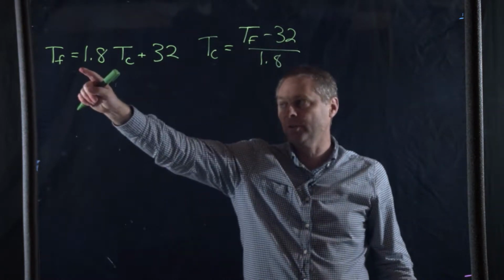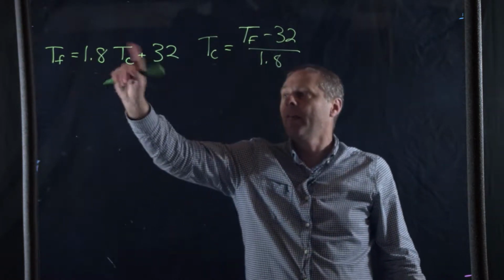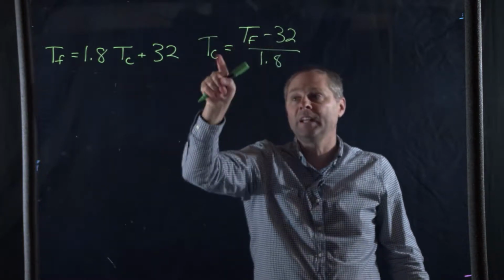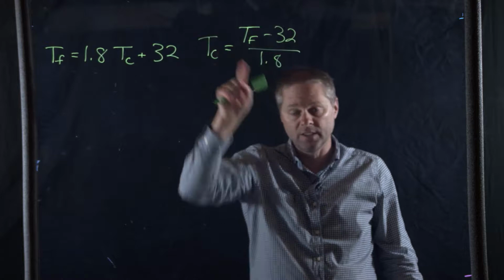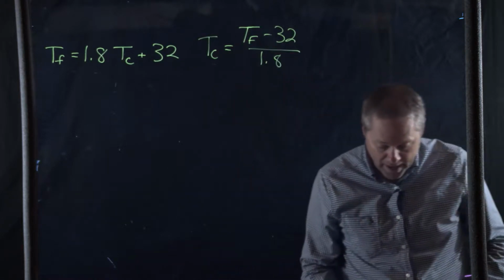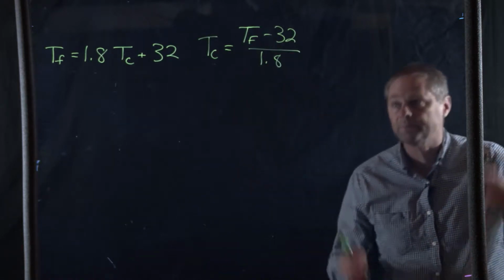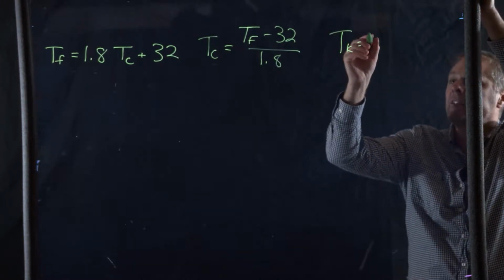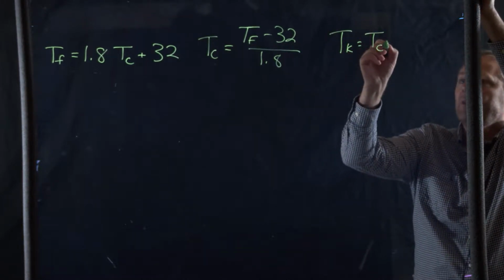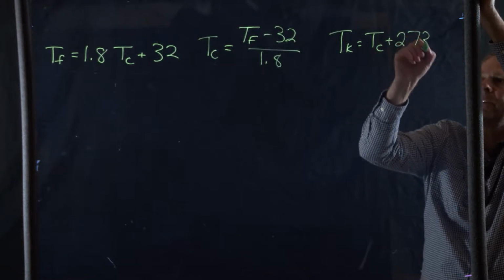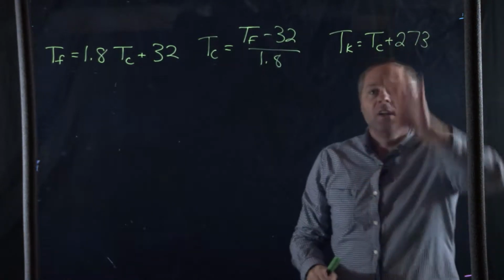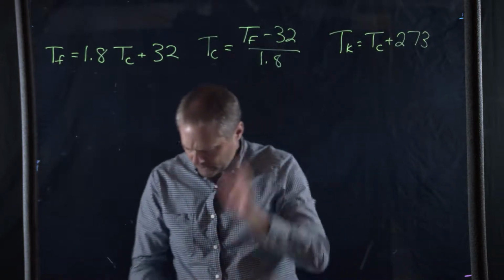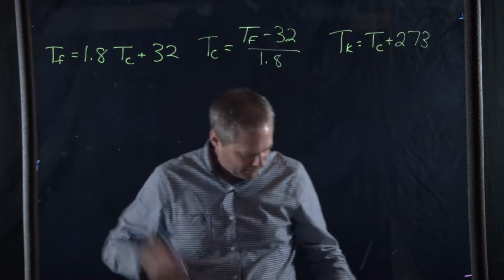So that's the conversion to degrees Fahrenheit if we're given degrees Celsius. If we're given the temperature in degrees Fahrenheit and need to calculate degrees Celsius, this is the equation we're going to use. Lastly, the temperature in Kelvin is equal to the temperature in degrees Celsius plus 273. This is sometimes referred to as the absolute temperature scale. So I'm just going to leave them up there for you.